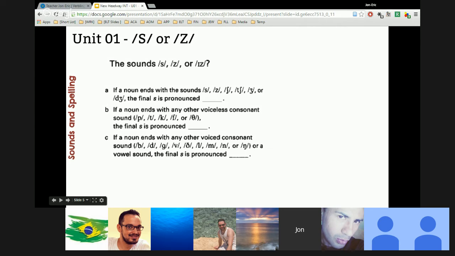Let's see if we can work out the rules together. Mr. Wilson, I want you to read Rule A and tell me what goes in the blank, if you could. If a noun ends with the sound of S, Z, ch, sh, or z. Almost. Wait. Let me just correct you on the last one. The last one is J, like John. J. Good. That's it. The final S is pronounced S.